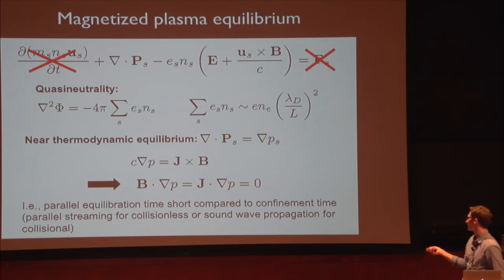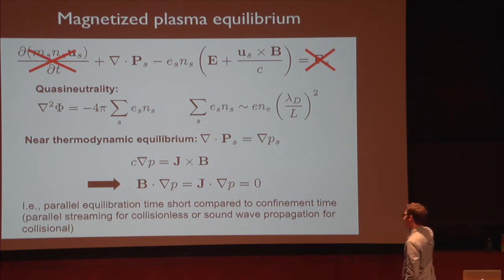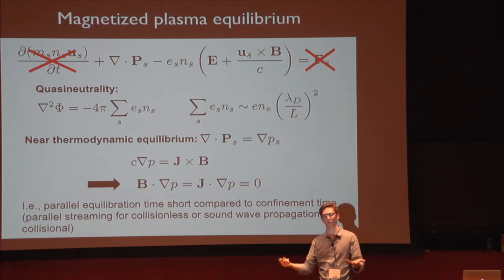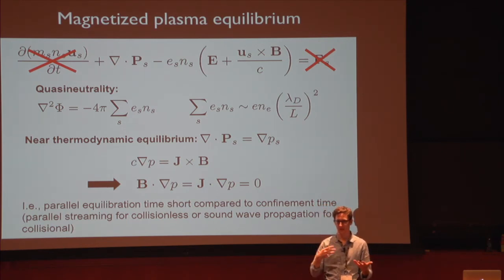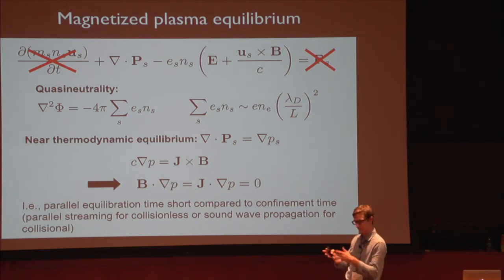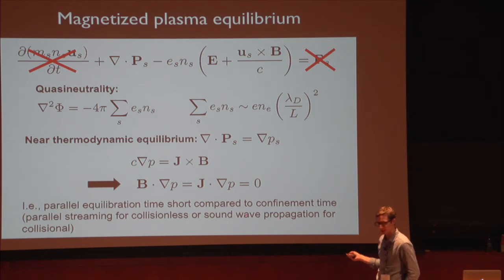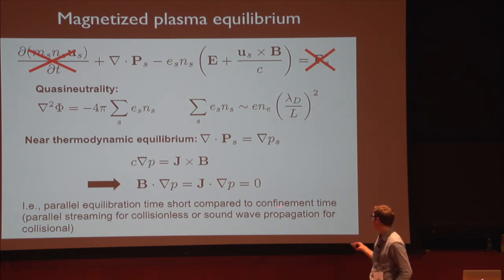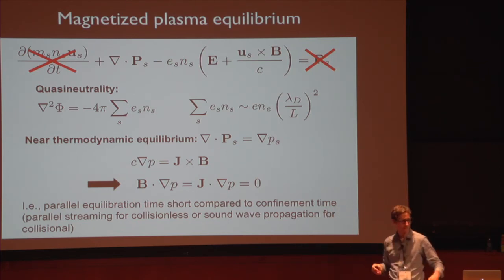So physically speaking, what is this telling us? It's simply saying that if you're in the collisionless limit, particles can stream rapidly along field lines and equilibrate before things propagate out radially. Or if you're in the very collisional limit, it's saying that sound waves can propagate along the magnetic fields and equilibrate things within a flux surface before the confinement time.